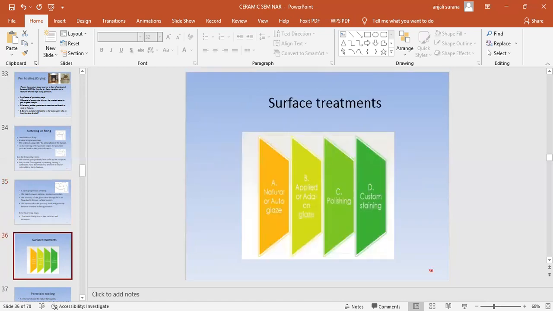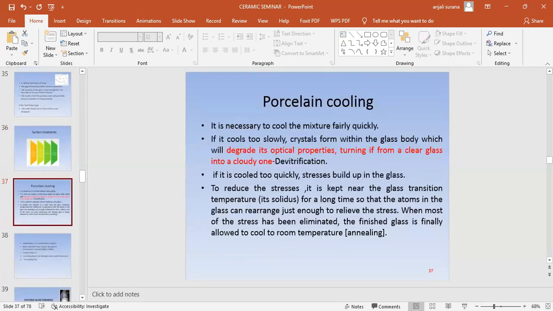Then surface treatments. First is natural or auto glaze, then applied or add-on glaze, then polishing and custom staining. So these are the methods of surface treatments. Then porcelain cooling. It is necessary to cool the mixture fairly quickly. If it cools too slowly, crystals form within the glass body, which will degrade its optical properties, turning it from a clear glass into a cloudy one. That is also called devitrification.